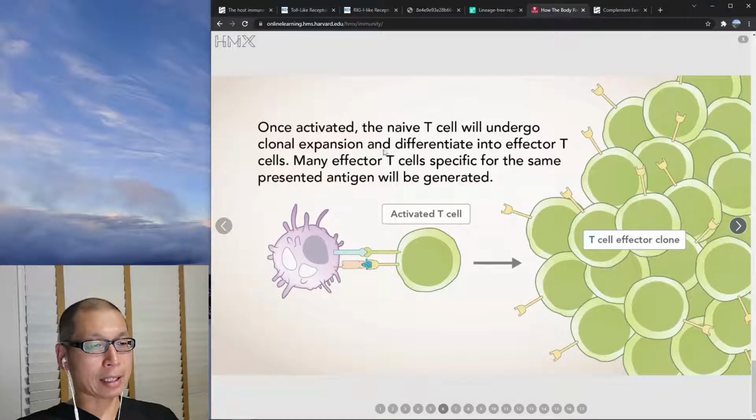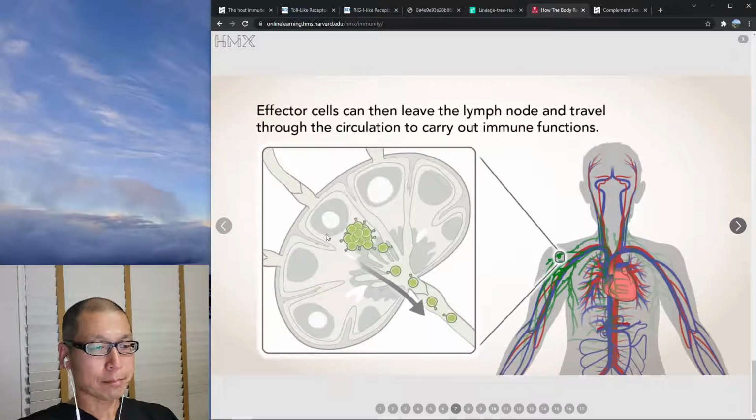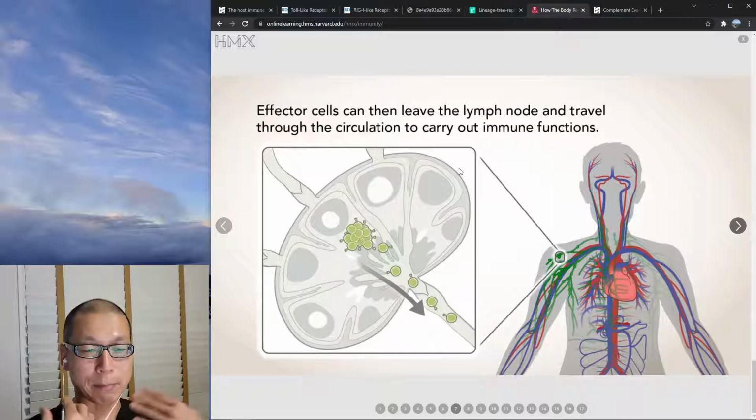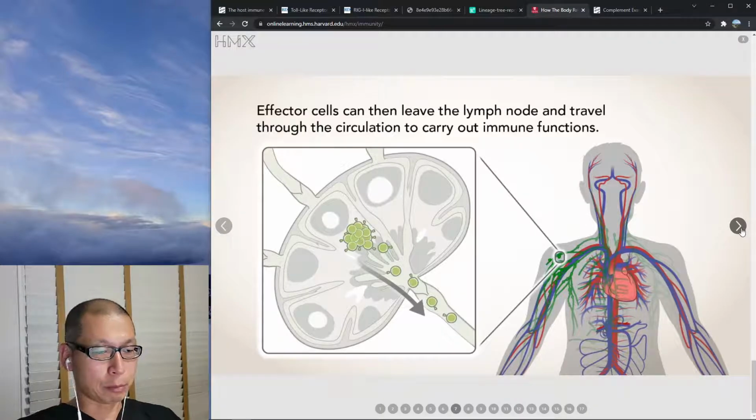So once activated, the naive T cell, which has never seen this antigen before, but now it's seen it. It's like, hey, it's my time to shine, and I'm going to make a ton of soldiers. Then after it's made a million copies of itself, it starts leaving. And that's why you notice that the lymph nodes get bigger when you're fighting an infection. That's because all these T cells and B cells are in the lymph nodes multiplying like crazy, getting ready to go to war, basically. So you can think of the lymph nodes as the barracks of your army, and they are making more soldiers to go fight.